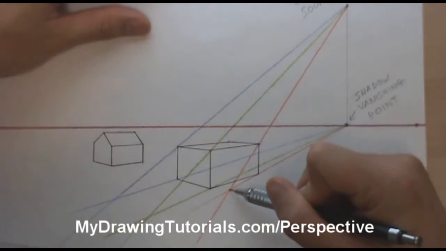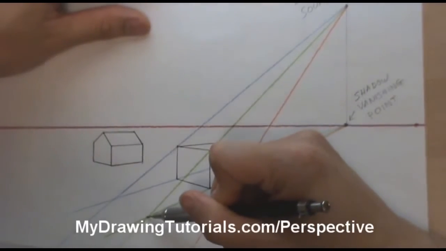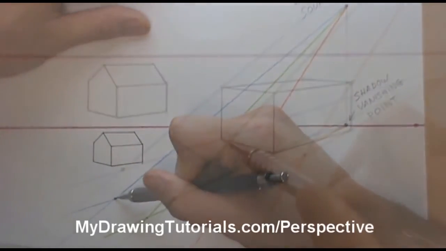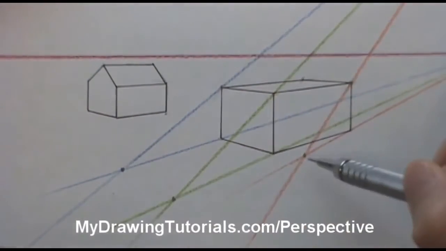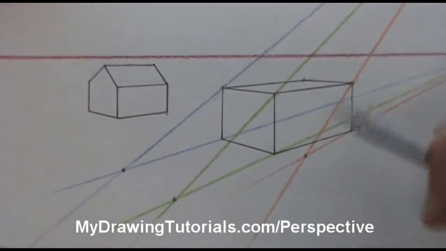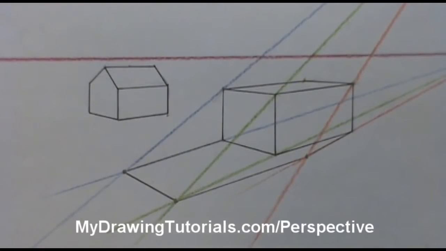Alright, so the point where these lines intersect is going to be the coordinate of our shadow. So now all you have to do is connect these points together to form the shape of our shadow. So now let's fill it in and see how it looks.